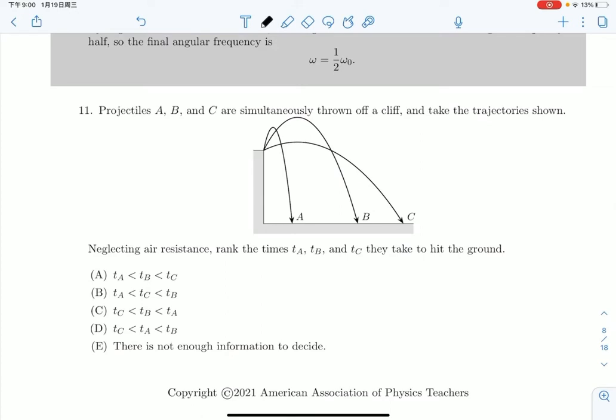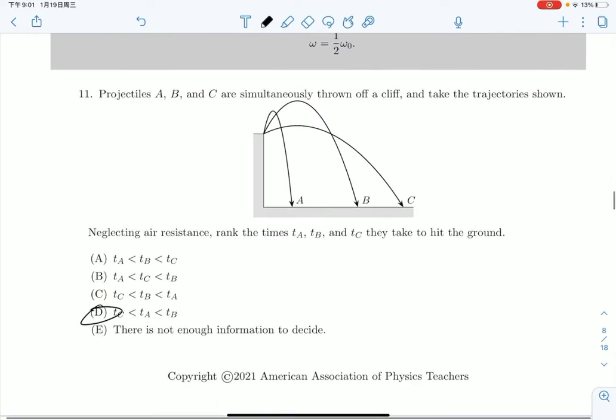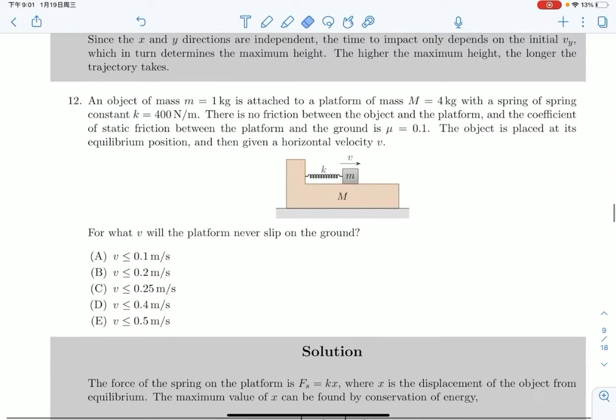This question 11 is really easy. It's just basically D. There's not much to explain. And question 12 is also kind of easy.